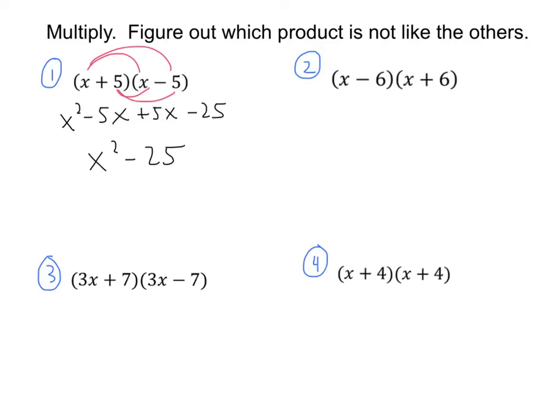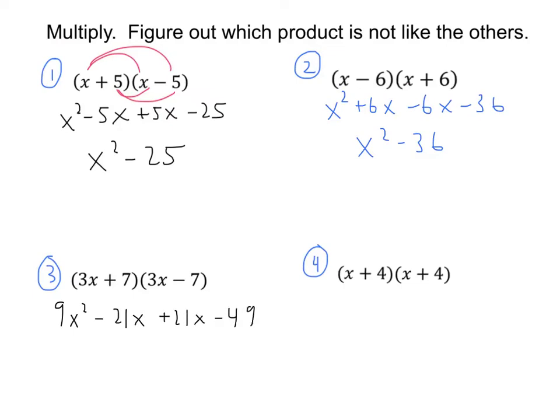Let's see how your multiplication came out. For 2, this one should multiply to be x squared plus 6x minus 6x minus 36. And the 6x and negative 6x add up to be 0, so we end up with x squared minus 36. For 3, if you multiply this, you get 9x squared minus 21x plus 21x minus 49. If you simplify that, you should end up with 9x squared minus 49.